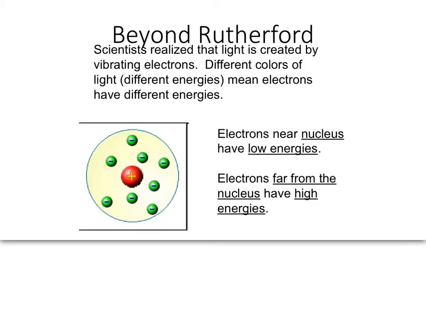Okay? This should be kind of clear from the packet, but just to confirm, if the electron is near the nucleus, it has very low energy, it's where it wants to be. If it has been pulled far away from the nucleus, it has high energy. You had to put energy in to get it there. And this also means that if it falls from here, it's going to give off energy.